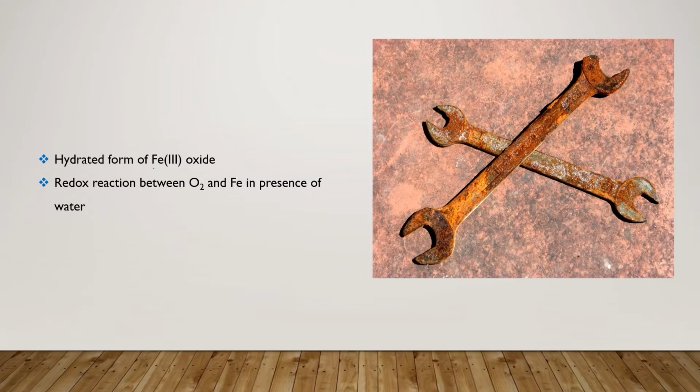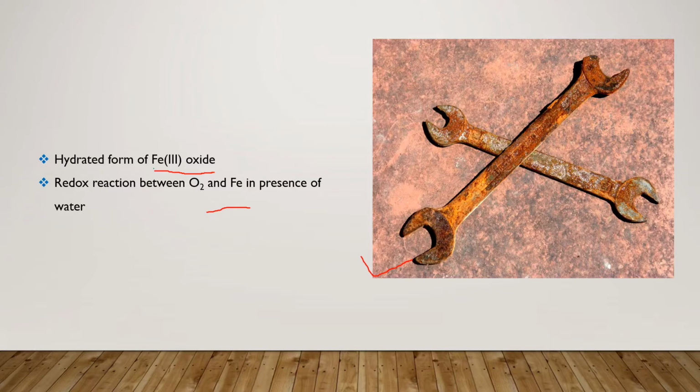Rusting refers to the formation of rust, which is a hydrated form of iron(III) oxide, on iron surfaces and structures. Rust is formed as a result of an electrochemical redox reaction between oxygen and iron in the presence of water or moisture. As you can see in this figure as well as in previous figures, rust is physically a red flaky substance that easily crumbles into powder.